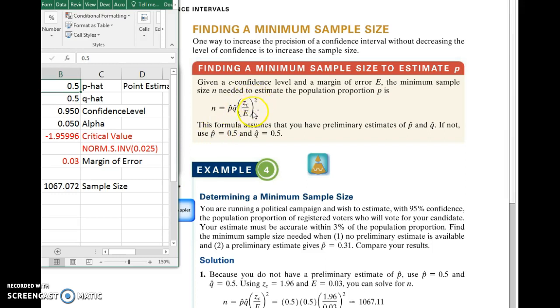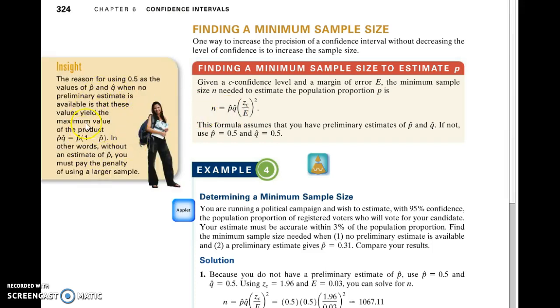Okay, so this part of the equation stays the same. The critical value divided by the margin of error squared. That's not going to change when I run this example 2. But these values are changing. And what I'm saying is any decimals you have are going to give you a smaller result than 0.5 times 0.5 here. And it talks a little bit about that in this inset box as well. Basically, without an estimate for p hat, you must pay the penalty of using a larger sample.